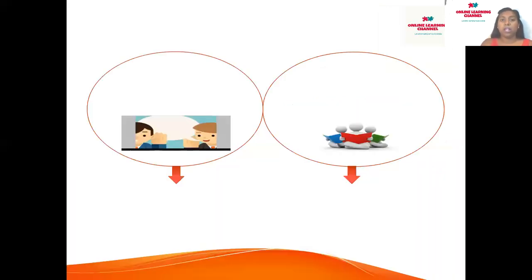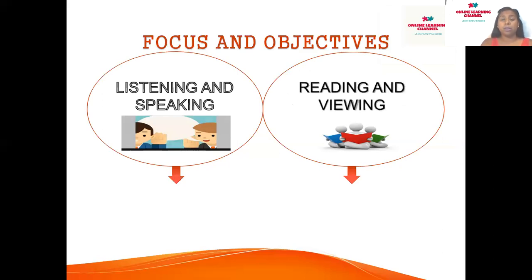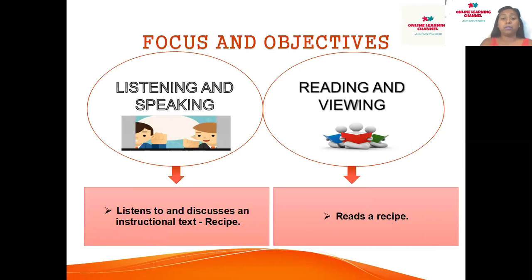So let's go to the first one. What is my focus and objectives for this lesson? Right? The first one we're going to do for listening and speaking, and then we'll do reading and viewing. Remember, English is divided into 4 subtopics, which is listening and speaking, reading and viewing, writing and presenting, and language structures. So for listening and speaking, all we're going to do is listen to and discuss an instructional text, which today I have for you is a recipe, right? A set of instructions. Okay, and for reading and viewing, we're going to read out a recipe. I do have 2 easy ones for you to understand. It's very, very simple. Okay, so let's go on to listening and speaking.